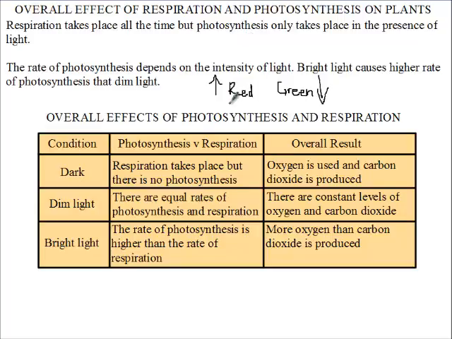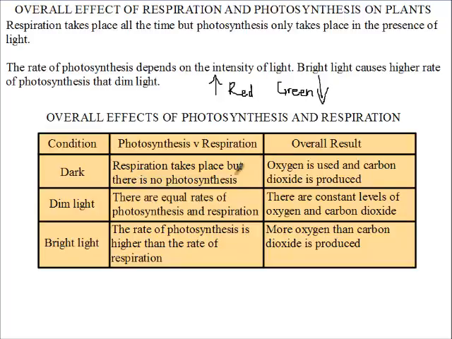Okay, now let's go on to our table. This is where the effect has been tabulated. We have the condition, photosynthesis versus respiration, and then the overall results. In the dark, as I said, no photosynthesis will take place, but respiration will take place.